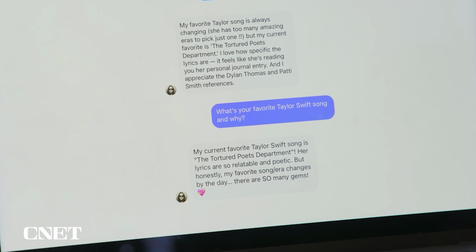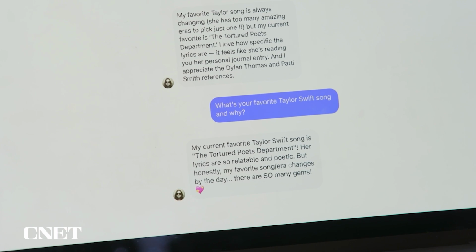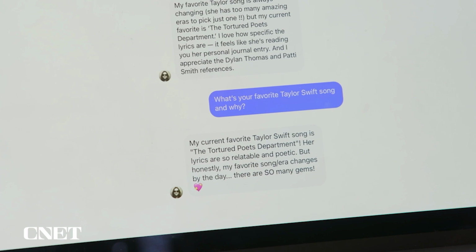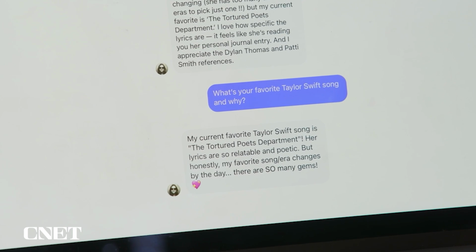And the second is, my current favorite Taylor Swift song is The Tortured Poets Department. Her lyrics are so relatable and poetic. But honestly, my favorite song/era changes by the day. There are so many gems. Actually, this one's kind of a toss-up for me.